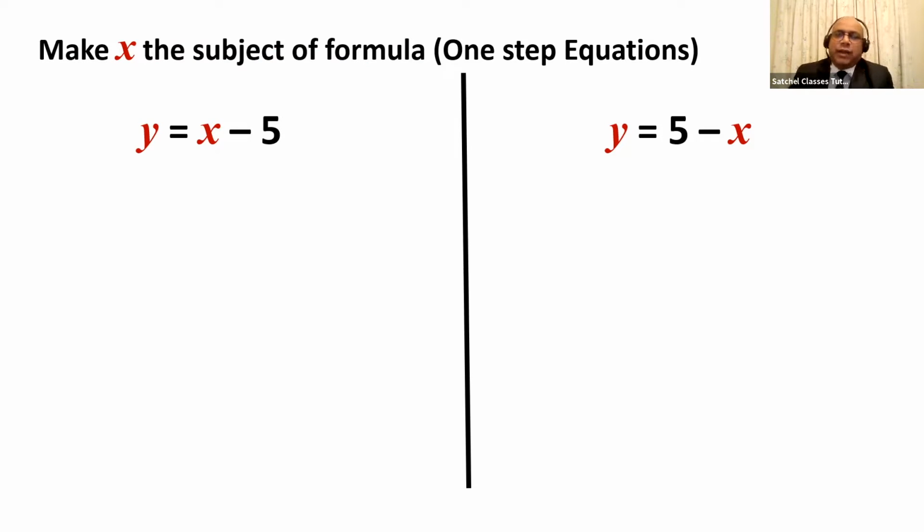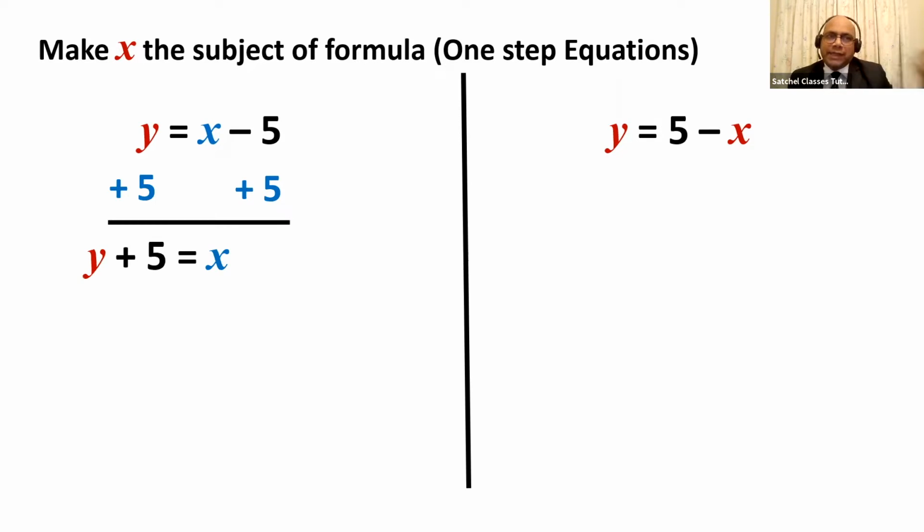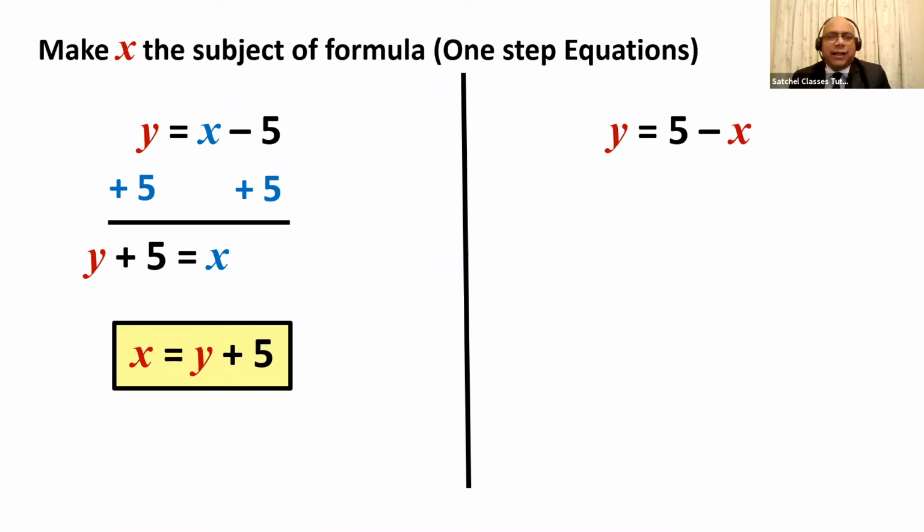Because I need to change the subject to x, I will highlight x with a different color so that I know that the highlighted letter has to be on one side with everything else going on to the other side. Because we have a minus 5 on the same side as x, the inverse operation of minus is plus. So I'll add 5 on both sides of the equation so that I'll be left with y plus 5 on the left hand side, and x will be on its own on the right hand side. Because x is on its own, we have already changed the subject of this formula to x. So your final answer is x equals y plus 5.